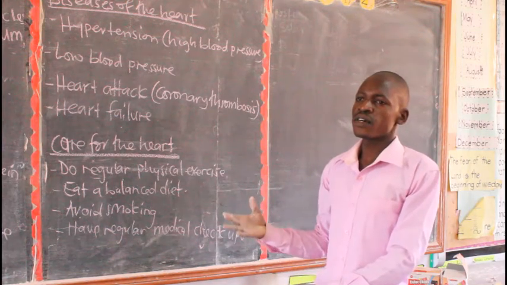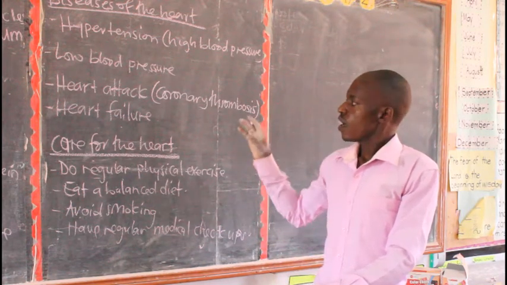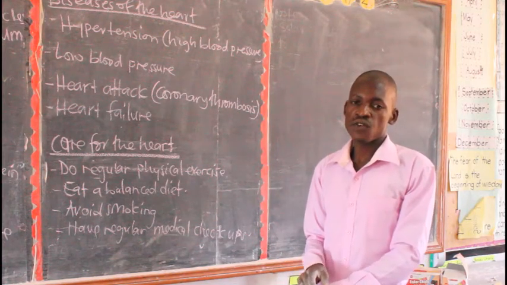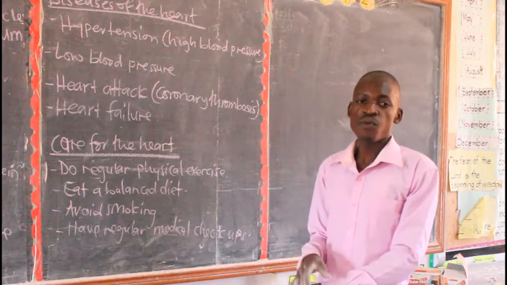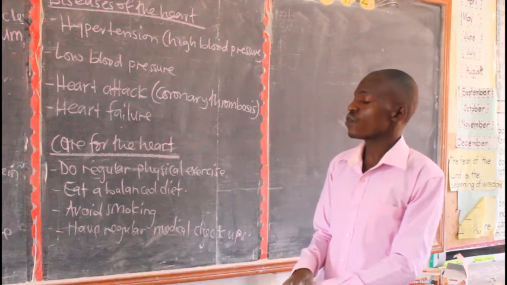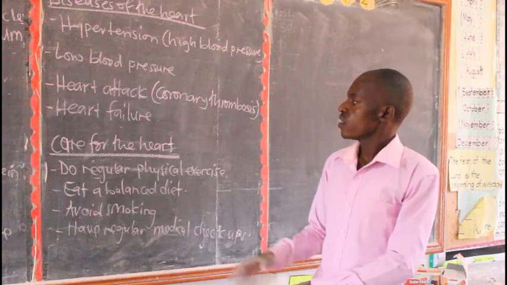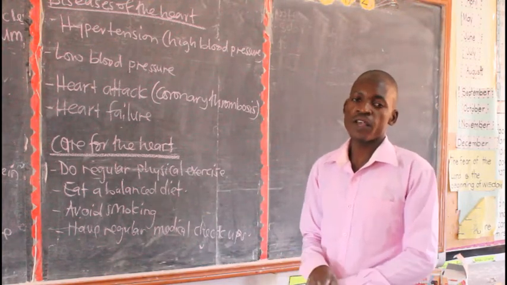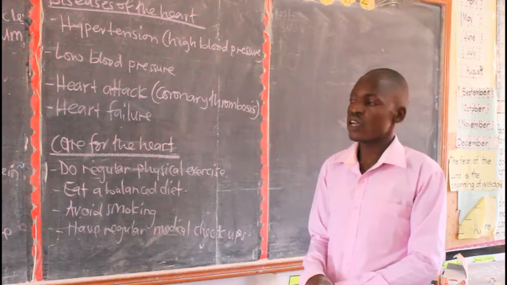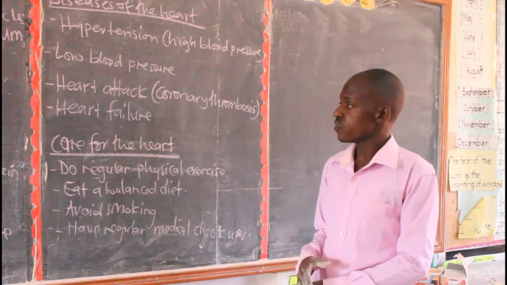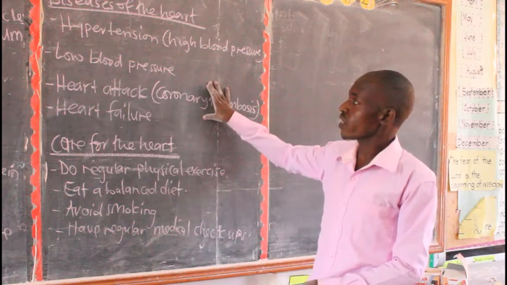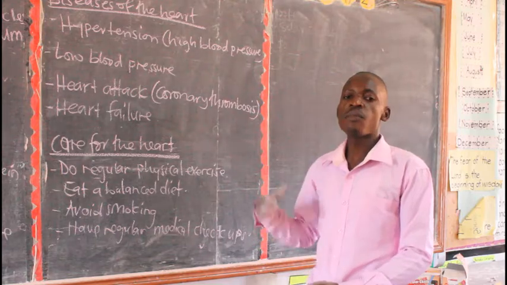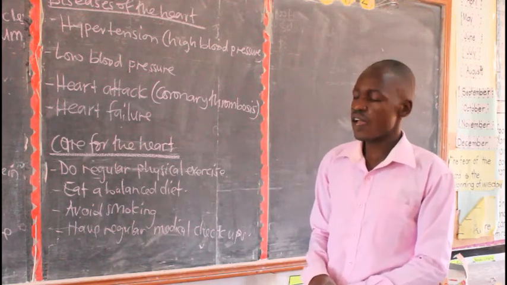Somebody can get clots due to blockage of the blood vessels. When you have a lot of fats around your blood vessels, blood is not moving, it comes to clots and you can easily die. Then we have heart failure. When the heart stops pumping blood, that's what we call heart failure. You can easily die of the disease. These are some of the diseases that affect the heart at this level. But as we continue with science, we shall see more diseases that can affect the heart.